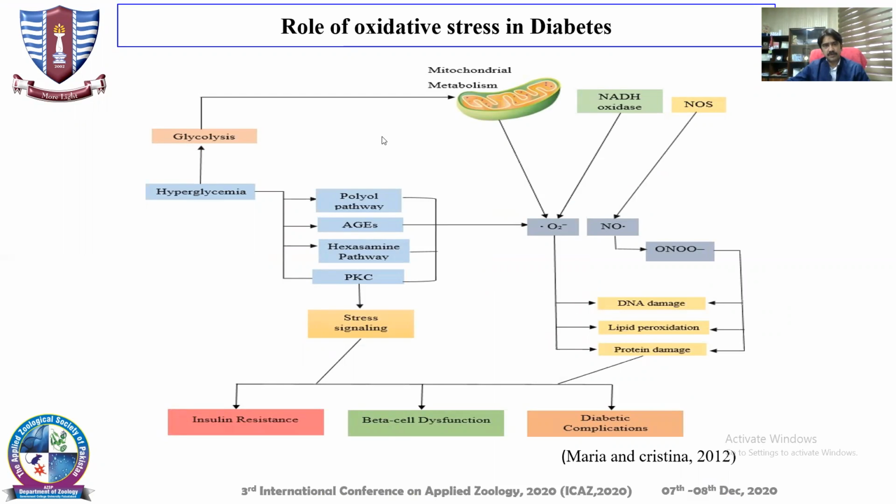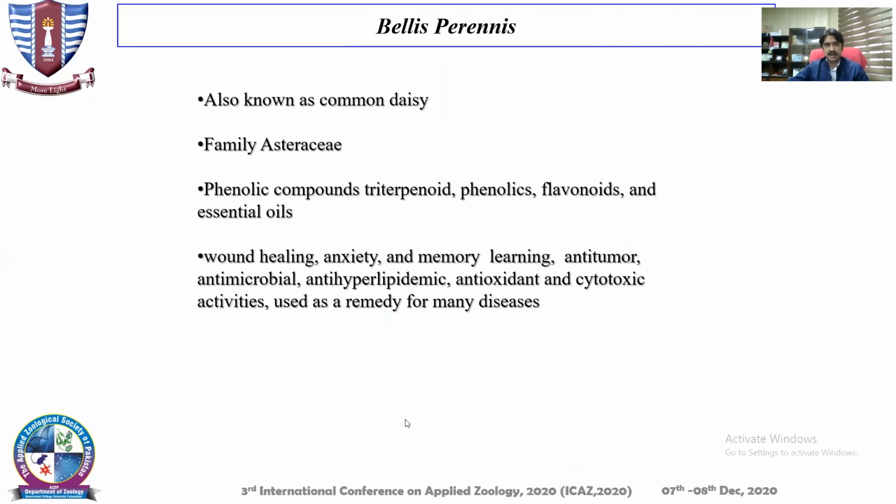If we talk about the role of oxidative stress in diabetes, due to hyperglycemia the glycolysis cycle is disturbed, mitochondrial metabolism is disturbed, free radicals are generated, and a few pathways involved in stress signaling are activated. The free radicals cause DNA damage, lipid peroxidation, protein damage, and stress signaling. Collectively, these cause three major things: insulin resistance, which leads to type 2 diabetes mellitus; beta cell dysfunction, which leads to type 1 diabetes; and ultimately both types could lead to diabetic complications.